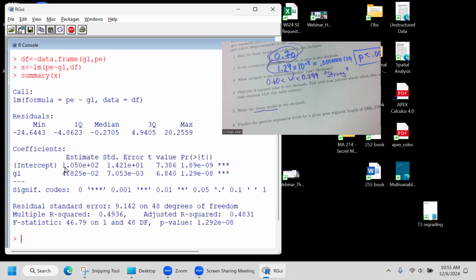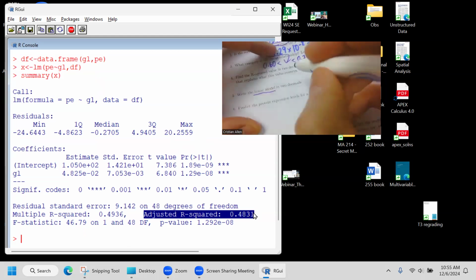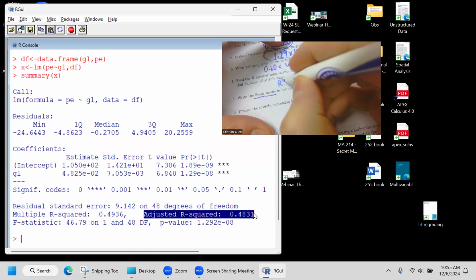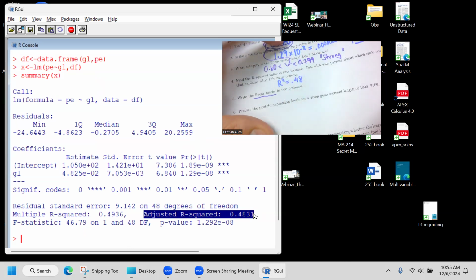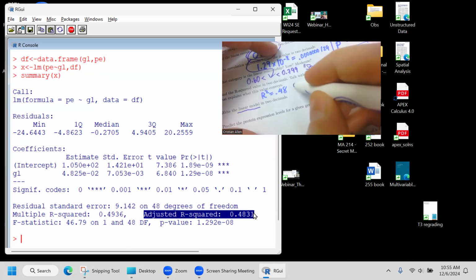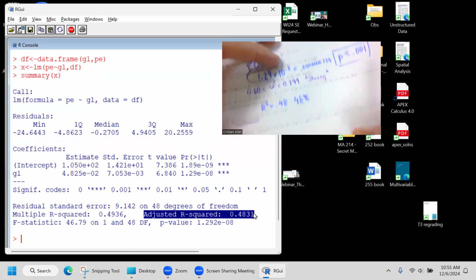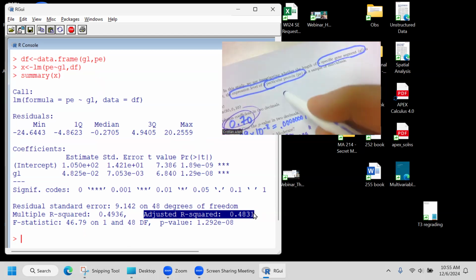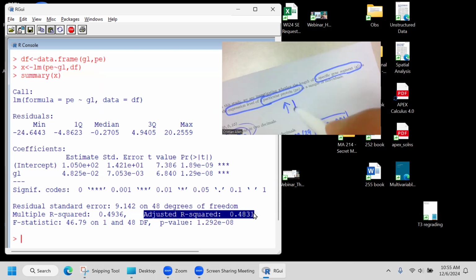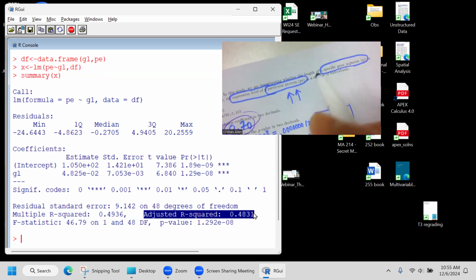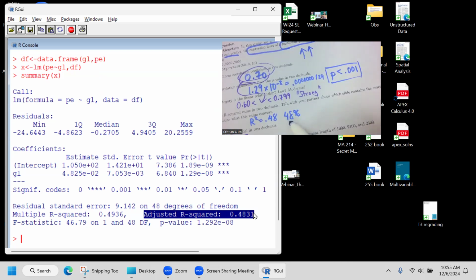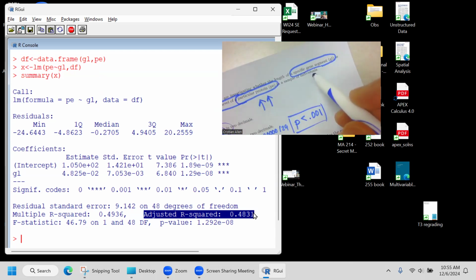And in this summary, we can see our adjusted R squared value right there. So let's go ahead and mark that down. We have our adjusted R squared value. And what does that mean? It means that 48% of the variability, so all of the variability that you see in the data, it's varying, right? All of the data variance from the expression level, out of all of it, 48% of it is due to the variation in gene length.